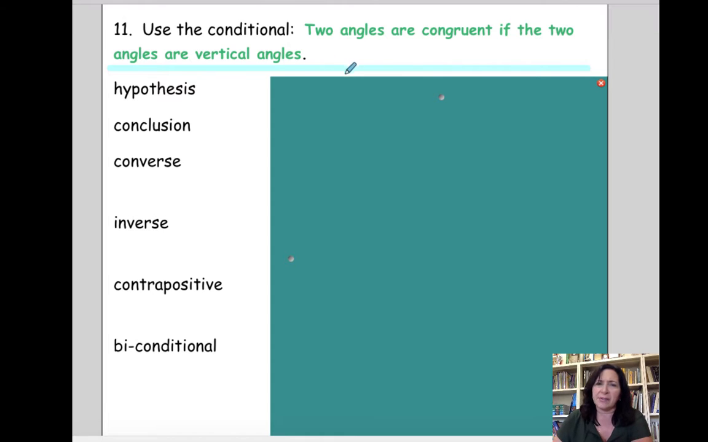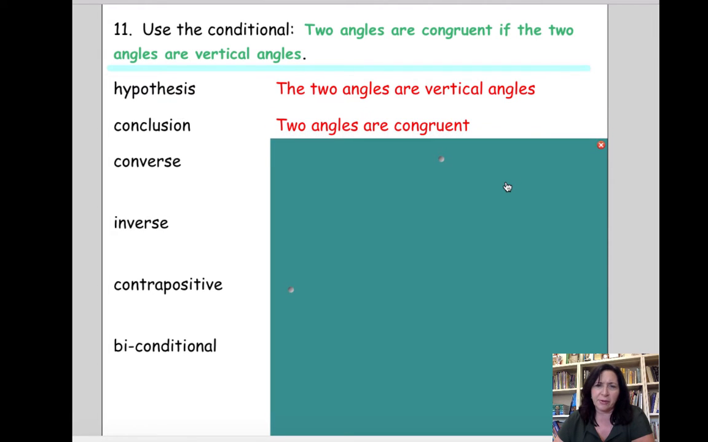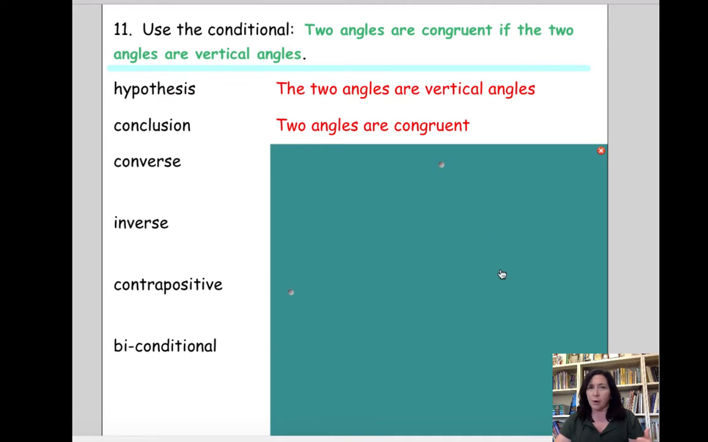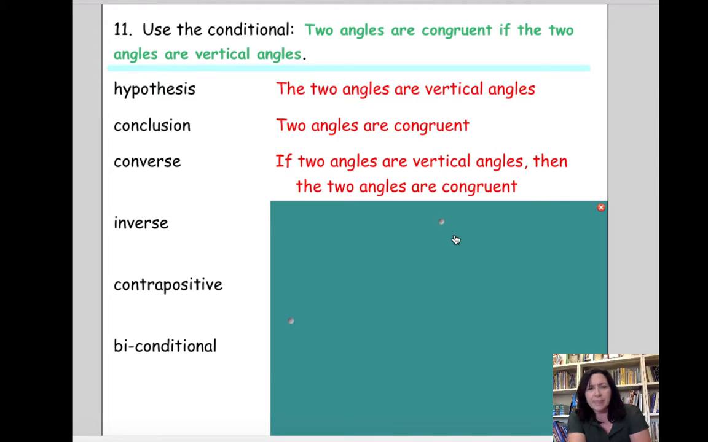The next question says, use the conditional: two angles are congruent if the two angles are vertical angles. Your hypothesis, that's what happens after the if. So that would be two angles are vertical angles. The conclusion would be the two angles are congruent. But you don't use the word then, you don't use the word if, those are out. The converse is going to flip them backwards. So that's going to say if two angles are congruent, then the two angles are vertical angles.